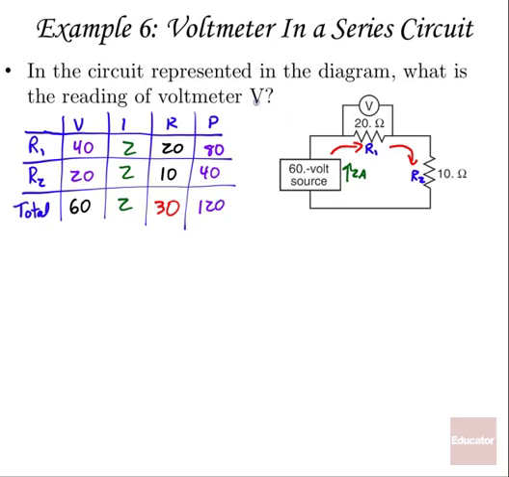So now to answer the question, what is the reading of voltmeter V? Voltmeter V is reading the potential drop across R1. So the potential drop across R1, just look up on my table, is 40 volts. Our answer must be 40 volts.